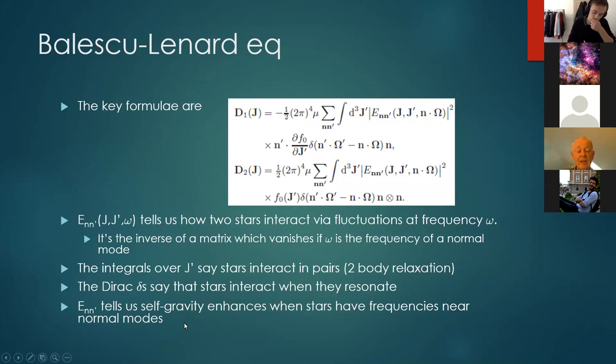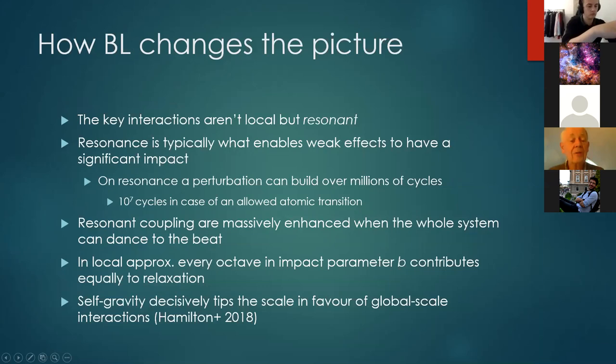These things become large. Obviously, the inverse of a matrix which is vanishing becomes very large as the matrix goes towards vanishing. So when you're near to any kind of a resonance, this thing is large. So gravity enhances the interaction when stars have frequencies near normal modes. So how does the Balescu-Lenard equation change our picture and understanding? The key interactions are not local, they're resonant. And I think this links to a lot of physics. Resonance is typically what enables weak effects to have a significant impact, because when you're on resonance, a perturbation can build over millions of cycles.